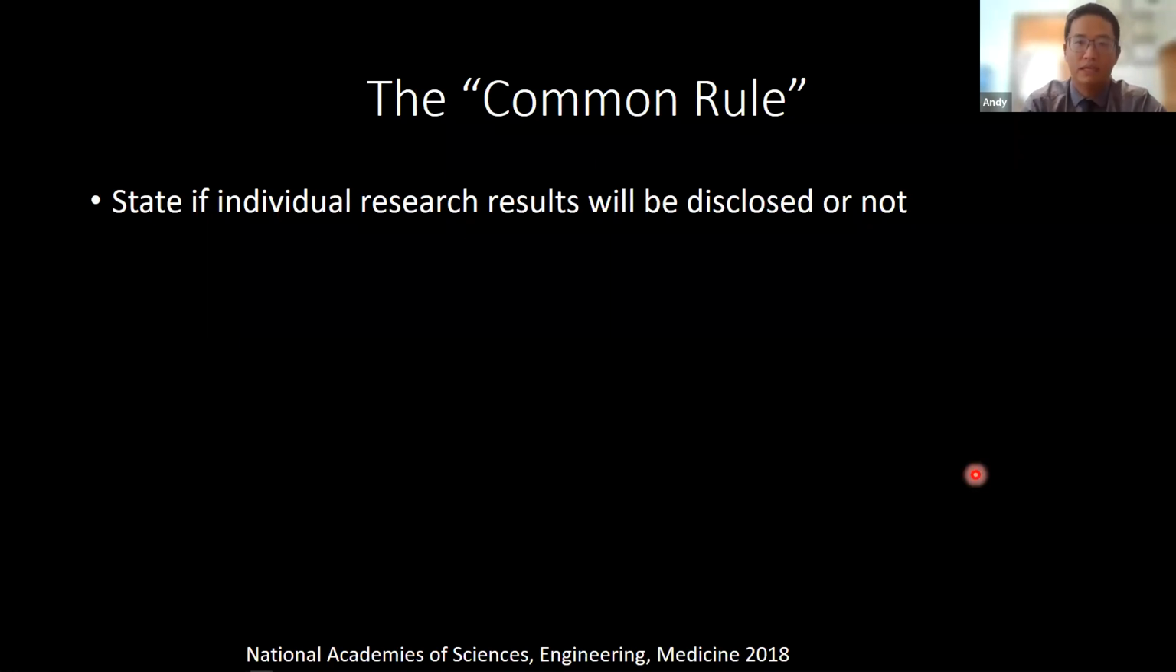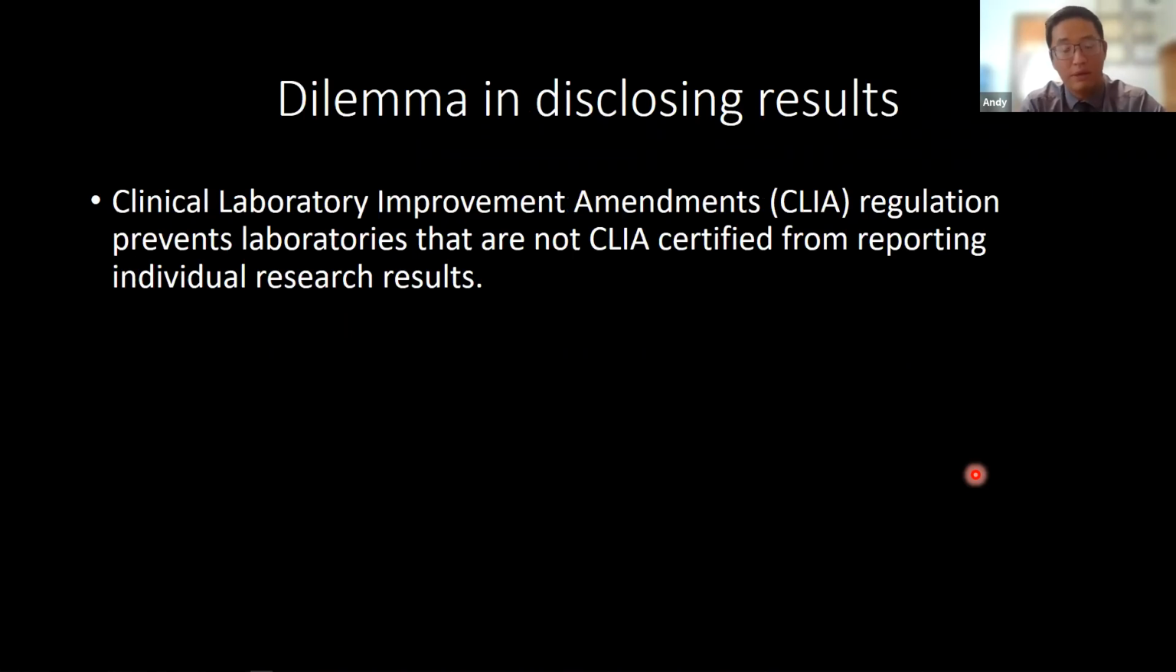The second one is this dilemma in disclosing results. There's still a lot of people out there, investigators specifically, that don't want to disclose research results for good reasons. They're not CLIA confirmed, because the vast majority of research results are not CLIA certified. So that has to play in terms of how confident are you in these results, okay? And also not knowing the significance of it.